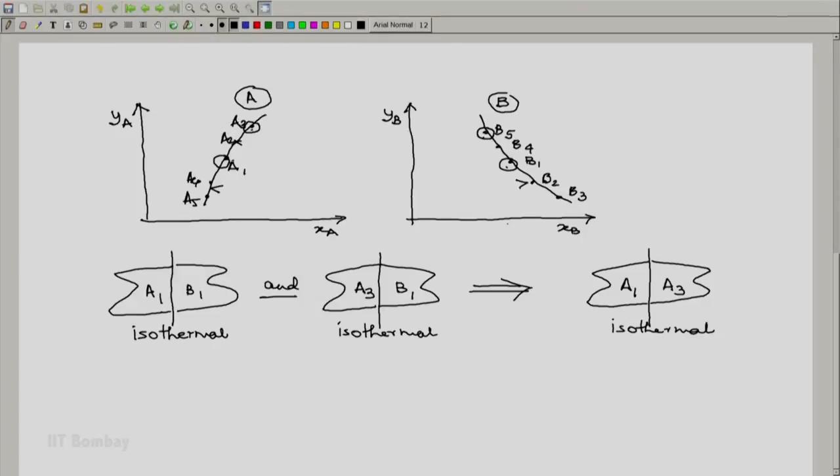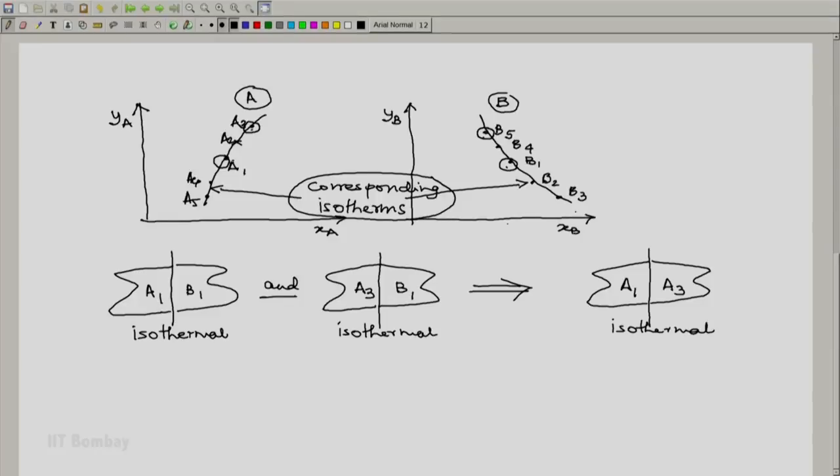So now we call this isotherm in the state space of A and this isotherm in the state space of B corresponding isotherms. What do we mean by that? Let us have a set of states on an isotherm in the state space of A, and a set of states of B on an isotherm. Put all those states together, pick up any two, they will be isothermal.